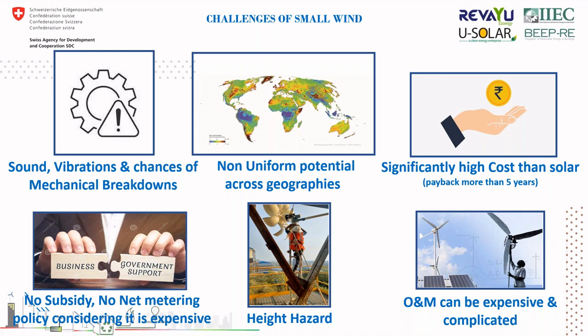Non-uniform potential across geographies, as explained earlier, and significantly higher cost than solar. As a thumb rule, if we consider solar at 50,000 per kilowatt today, we have to consider wind at 1,50,000 per kilowatt. So there is a significant cost difference, but with the right mix, we are able to achieve good value for the consumers.